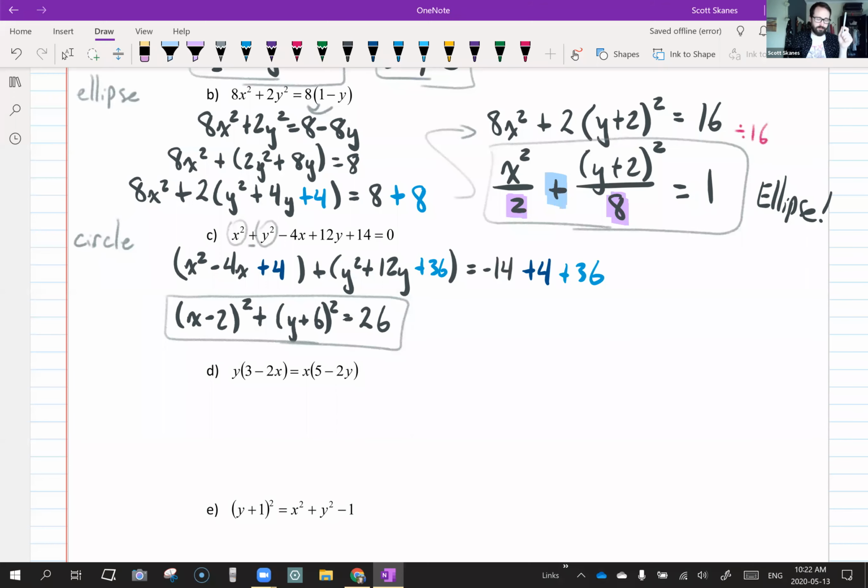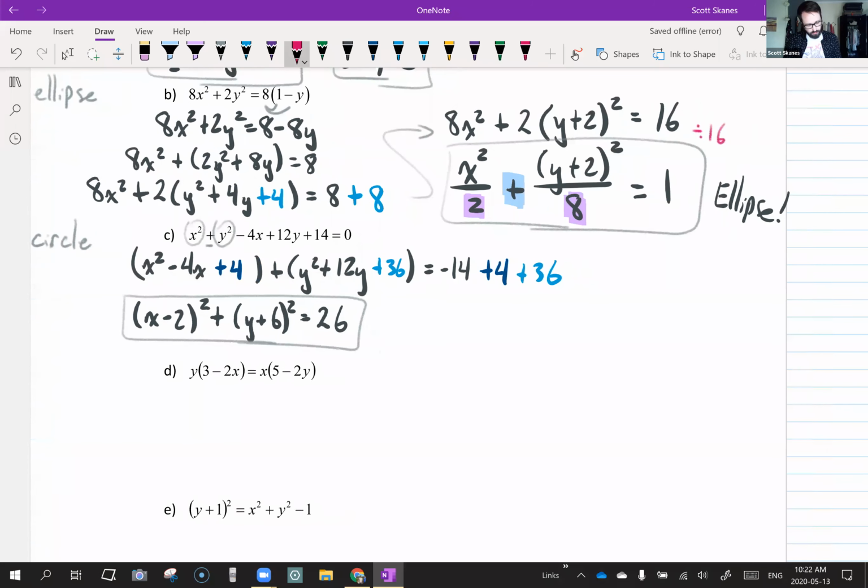What would happen if you divided this by 26? Some students go on autopilot and they divide this by 26. Let's just say you chose to divide it by 26. Well, what you would get, and I'll erase this after, is this, which looks like an ellipse.